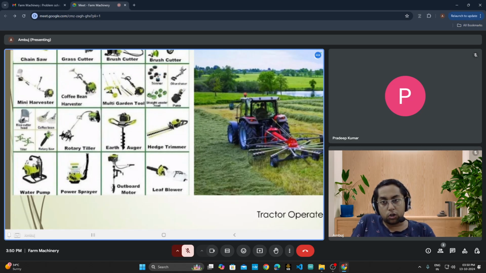Then water pump is there. Yes, power sprayer is there. Outboard motor is there. It can be connected to any of the implements. Leaf blower is there.